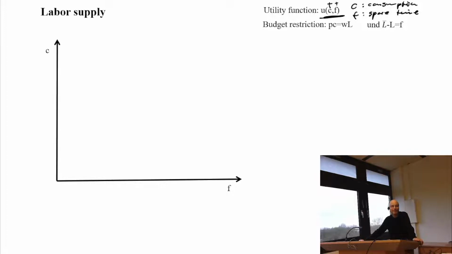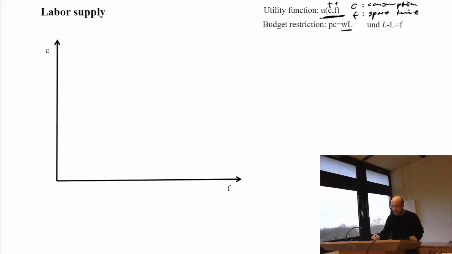But then there's one problem, because I need money to consume. And where do I get the money? I get the money from working. So if I want to consume, I have to work. But if I have to work, I cannot go on holidays. And this is the connection between consumption and spare time.